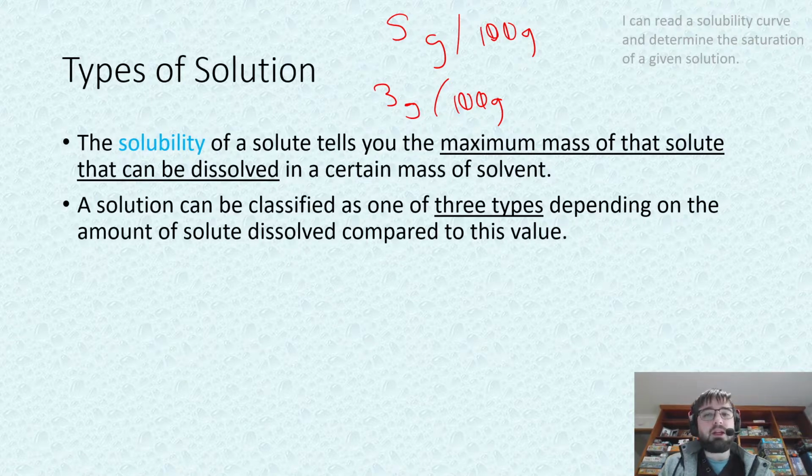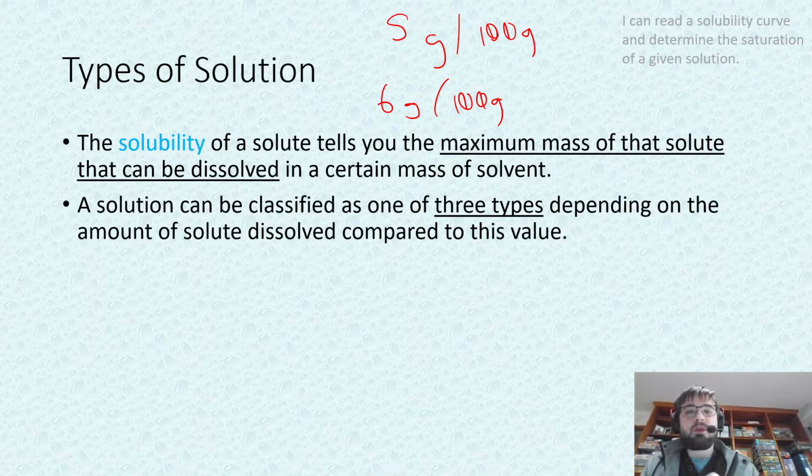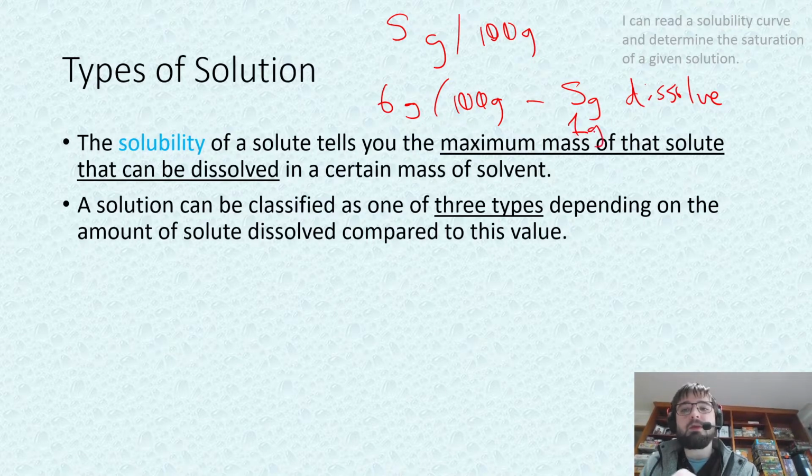The more important thing here is that if you then tried to put 6 grams in per 100 grams of water, so say you've got 100 mils of water, you put 6 grams of your solute in, we'd find that only 5 grams of it would dissolve. And then 1 gram would just sit at the bottom of your beaker.